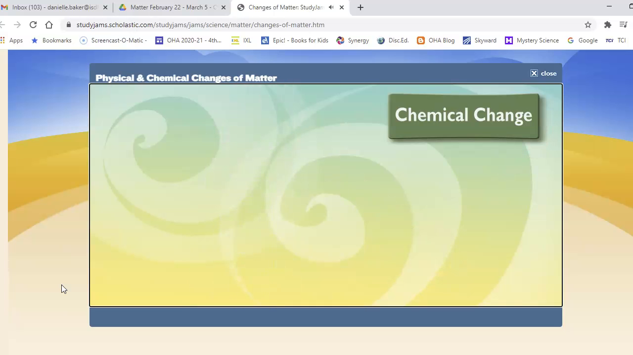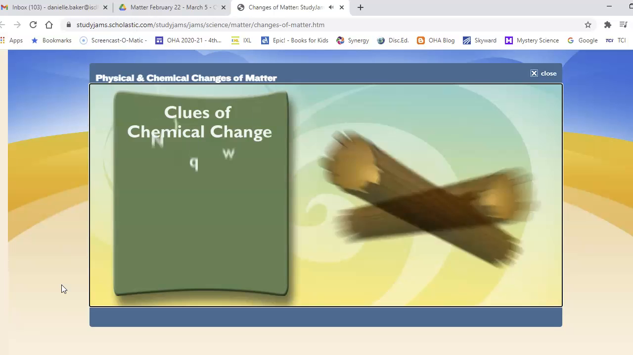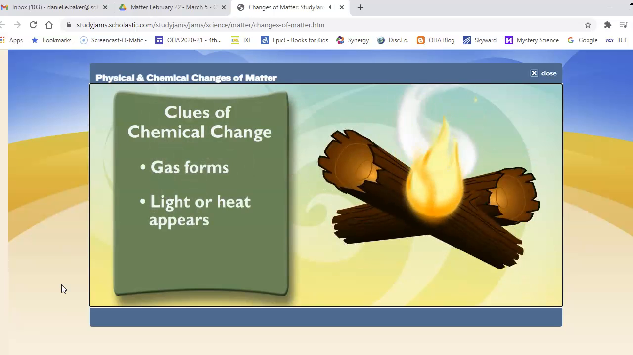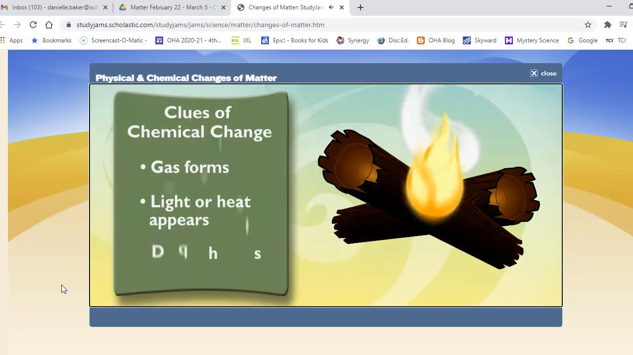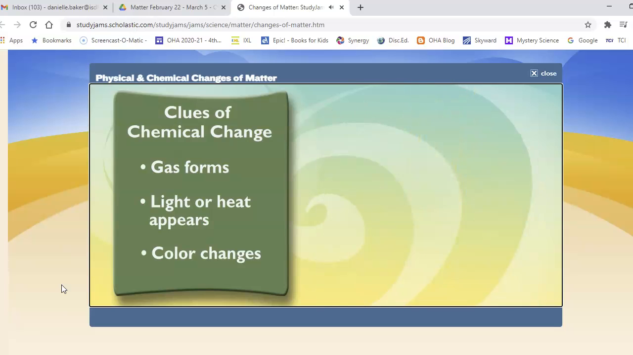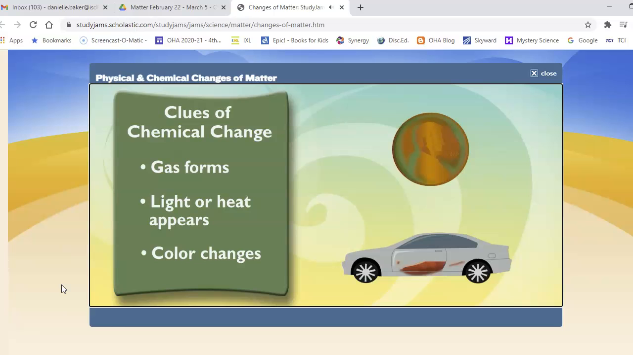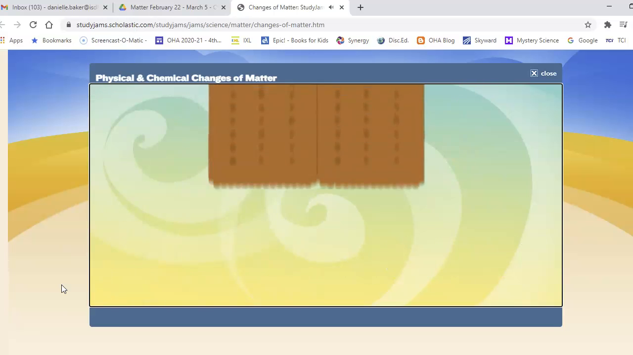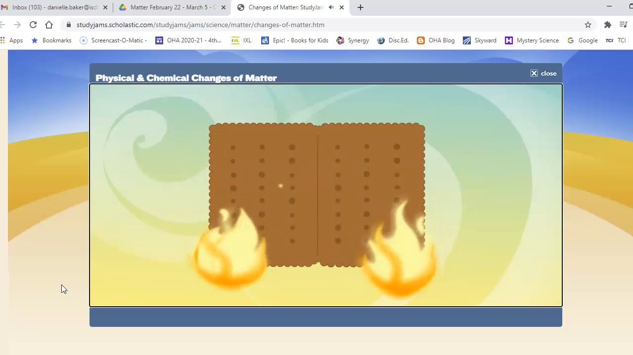How can you tell that it's a chemical change? There are clues. If gas forms, if light or heat appears when the change takes place, or something changes colors. You know, like when you see a penny that looks green, or rust at the bottom of an old car. Oh, yeah, I've seen that. So I guess it's good that I didn't drop the box of crackers in the fire, huh? That would have meant no s'mores for us.